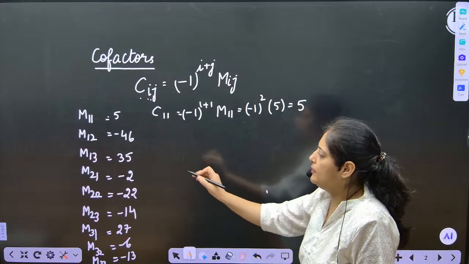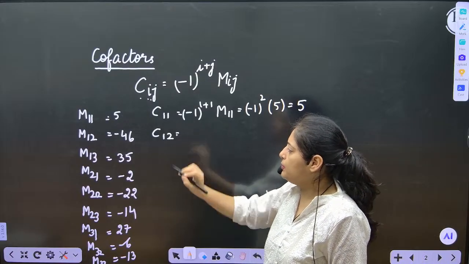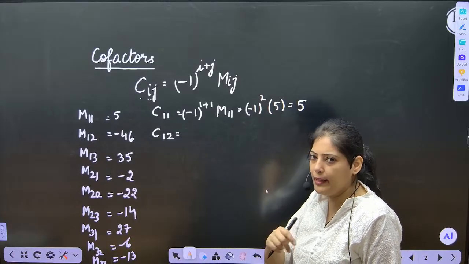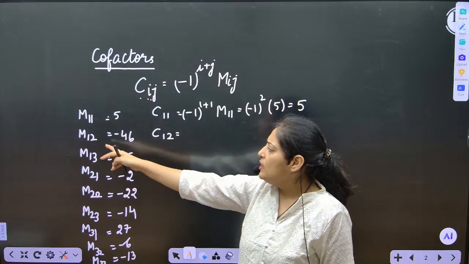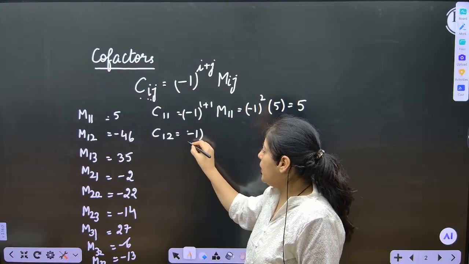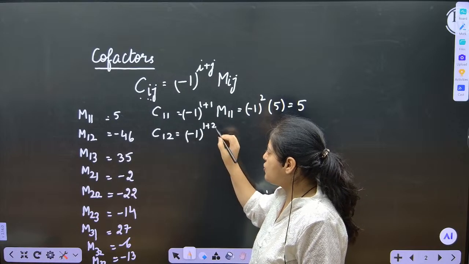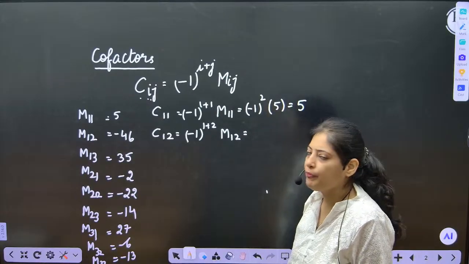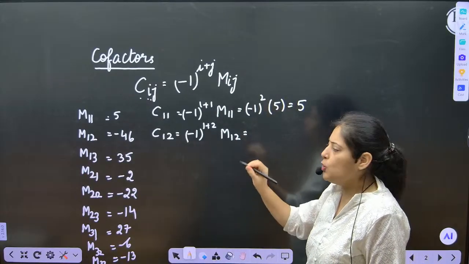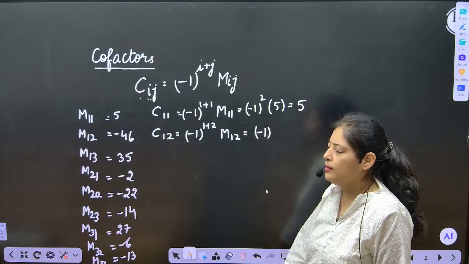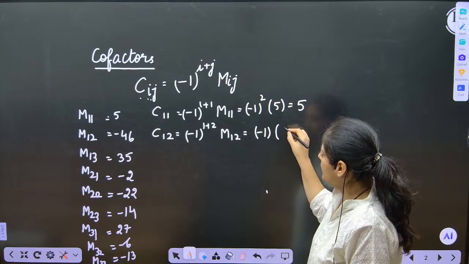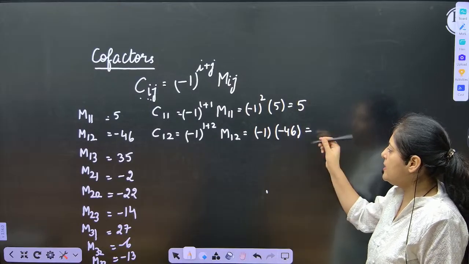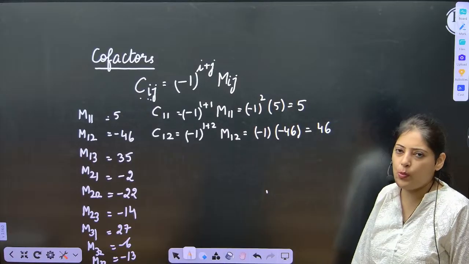Next step, C12. Now I am finding the cofactor of first row and second column. Apply the formula, minus 1 raised to the sum of these two numbers, 1 plus 2, and m12 as it is. Minus 1 raised to power cube is nothing but minus 1. m12 is already minus 46. Minus minus plus, and 46 ones are 46.